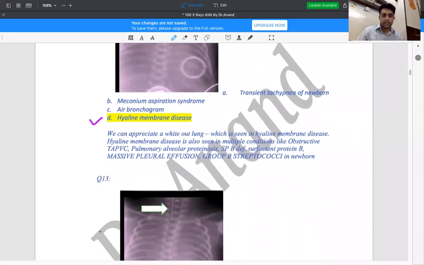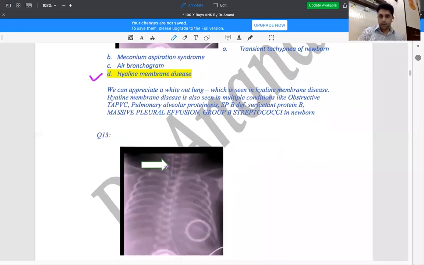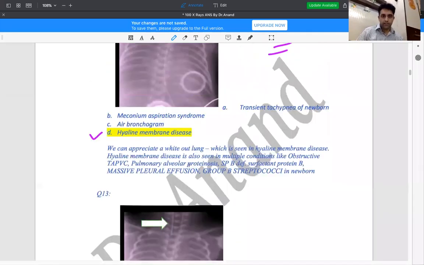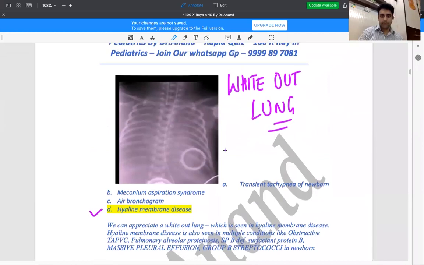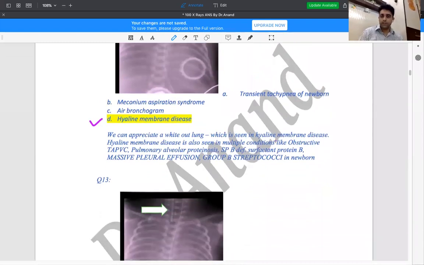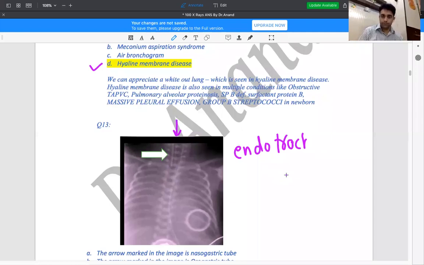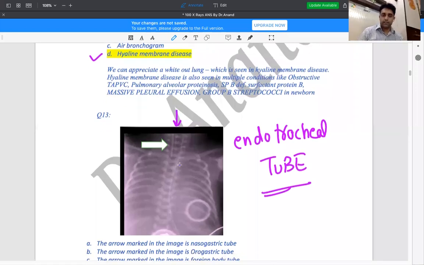Okay, what is this? Any idea? I'll not tell you the answer. What is this one? So Ramya, this is not an artifact. This one is the endotracheal tube. Where are you saying artifact? This is something else. This is a very important endotracheal tube. The arrow is nothing but the endotracheal tube.